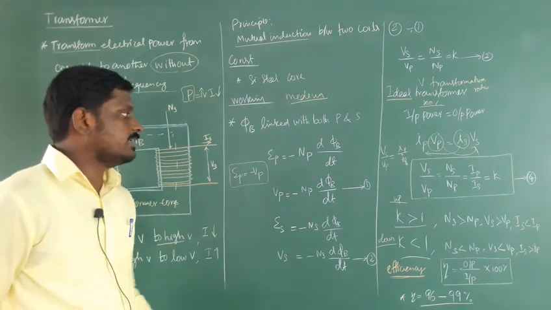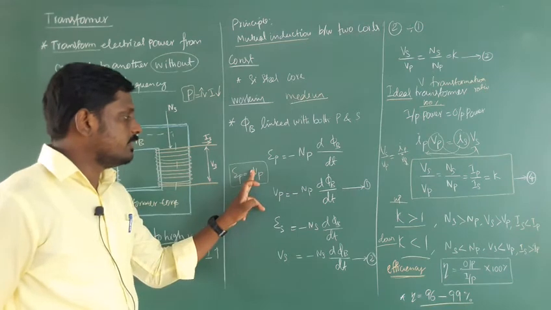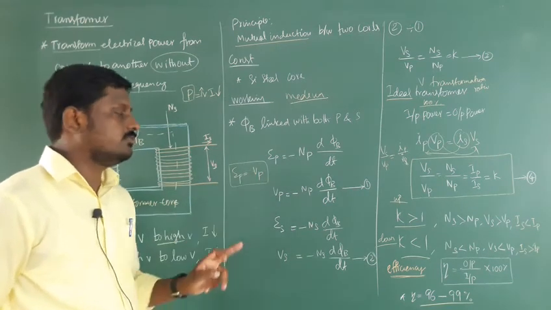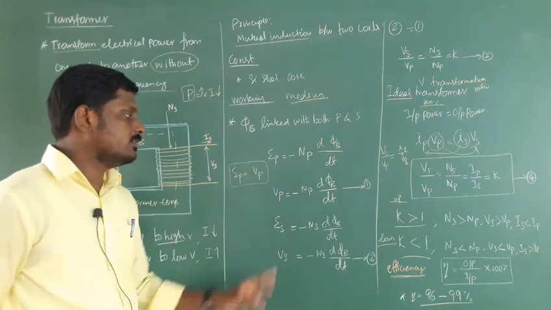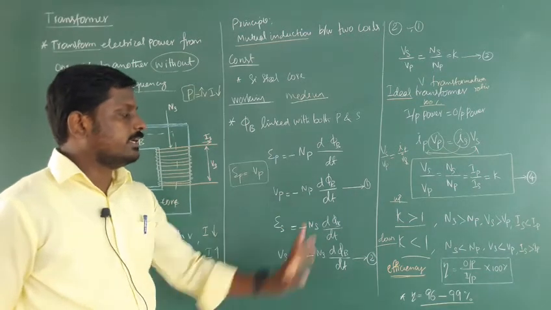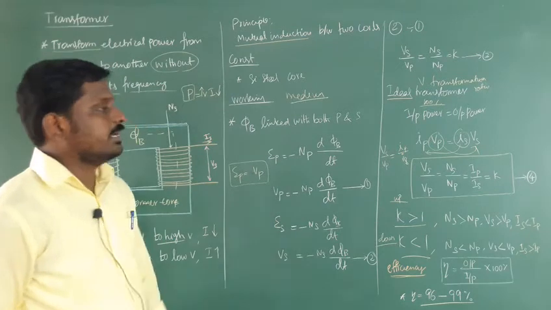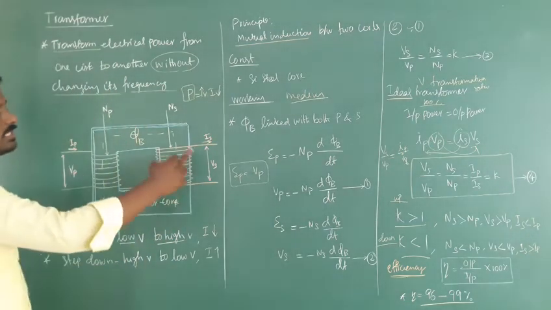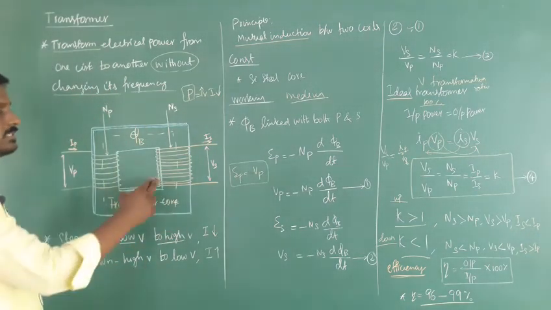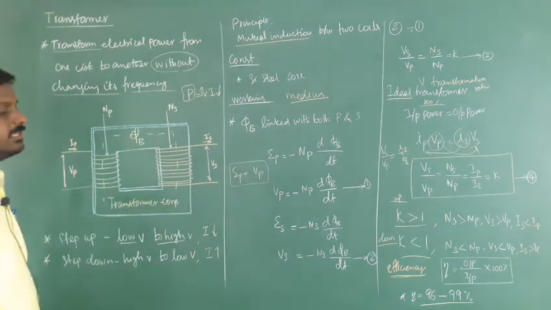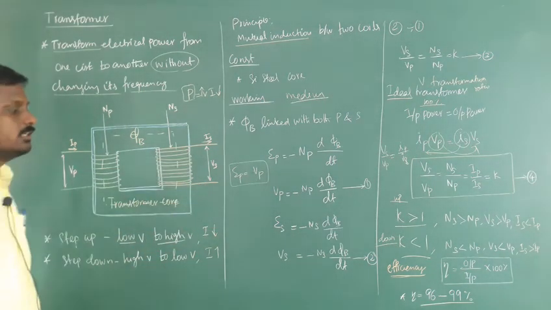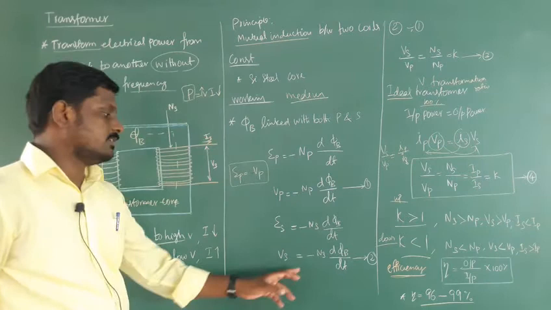So Ep equals minus Vp, that is, the induced EMF in the primary is equal to the applied voltage. So Vp equals minus Np dφ by dt, equation 1. The magnetic flux is the same here. In a similar manner, the induced EMF in the secondary coil is Es equal to minus Ns dφ by dt. That is the output voltage, so Vs equals minus Ns dφ by dt, equation 2.